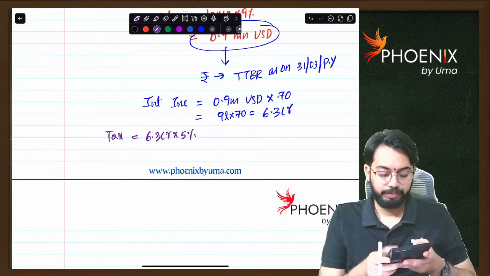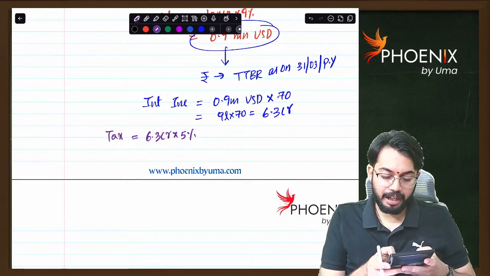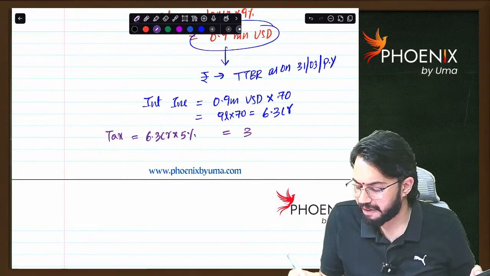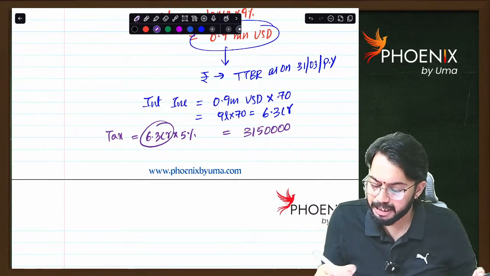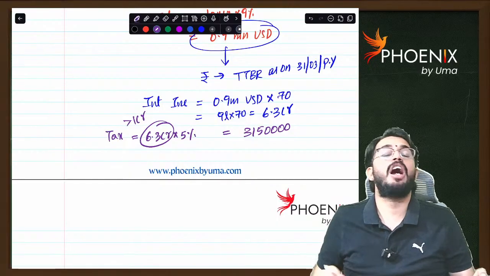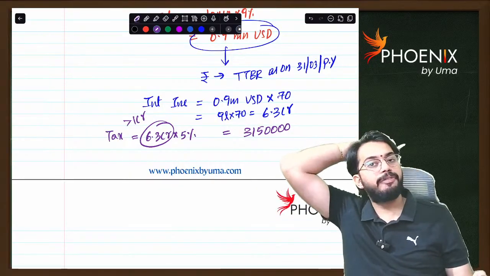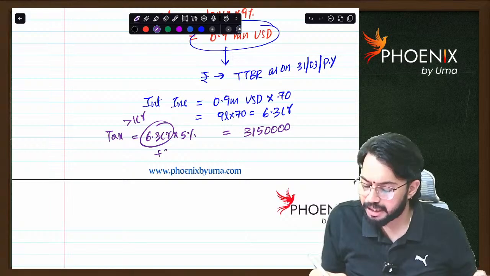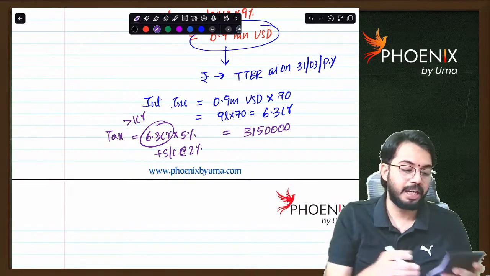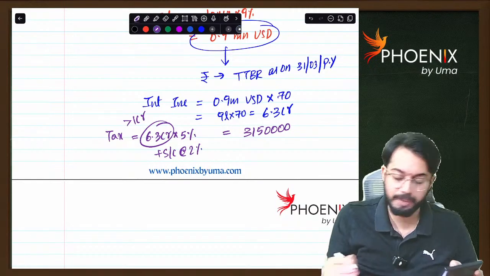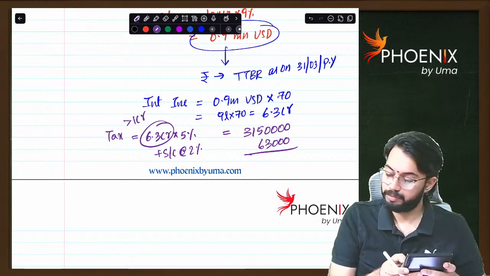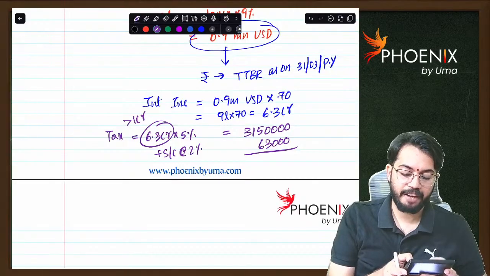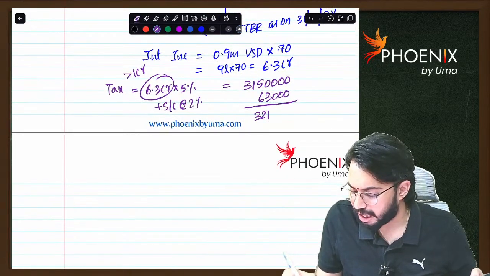How much? 630 into 1 lakh into 5%. It is 31 lakh 50,000. Whether surcharge is applicable? Yes. Income is more than 1 crore, and it is foreign company. In case of foreign company, if total income is more than 1 crore, surcharge rate applicable is 2%. Surcharge at the rate of 2%. How much? 63,000. Total 31 lakh 50,000 plus 63,000, 32 lakh 13,000.